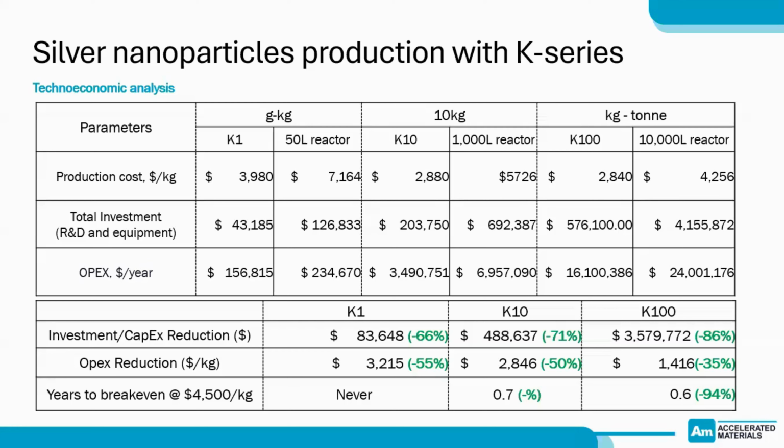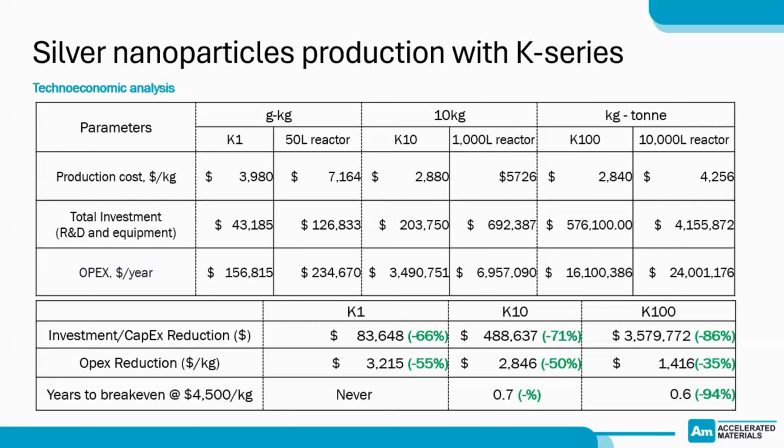And if you look at the investment reduction and the OPEX reduction for the K systems, you can see a significant decrease compared to the batch systems. And of course, everyone before investing would like to know how fast you can reach the break even, right?